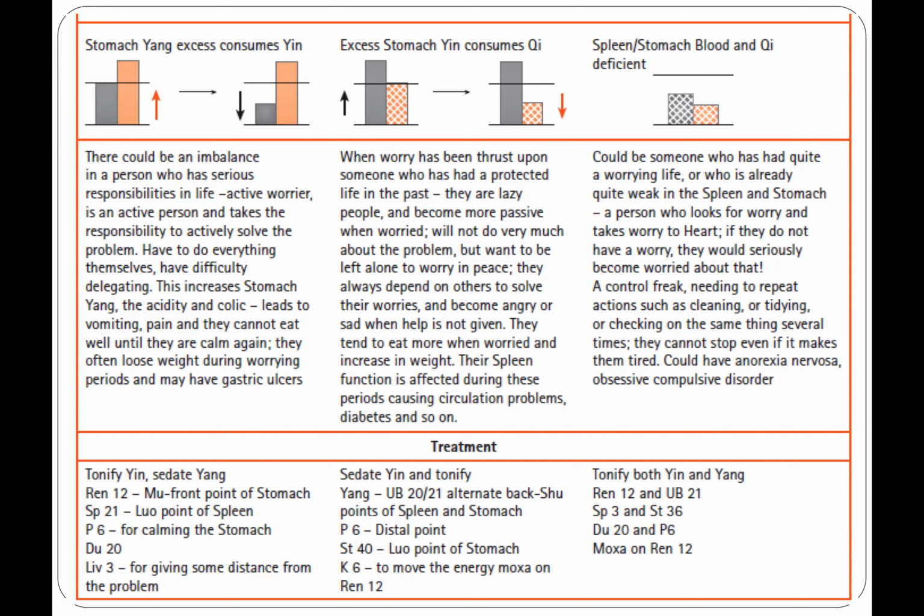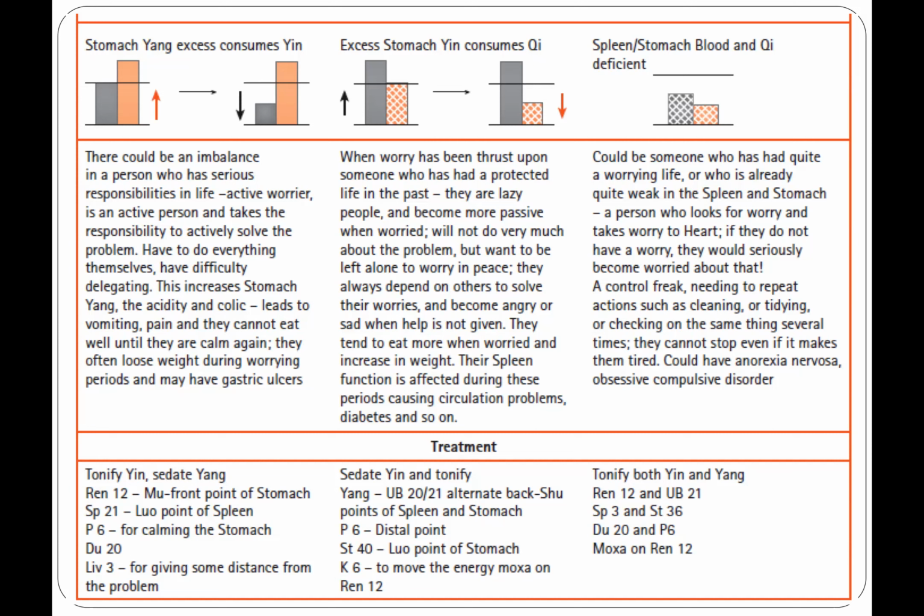This could be someone who has had quite a worrying life, or who is already quite weak in the spleen and stomach. A person who looks for worry and takes worry to heart. If they do not have a worry, they will seriously become worried about that. A control freak needing to repeat actions such as cleaning or tidying or checking on the same thing several times, they cannot stop even if it makes them tired. You'd have anorexia nervosa, obsessive compulsive disorder.